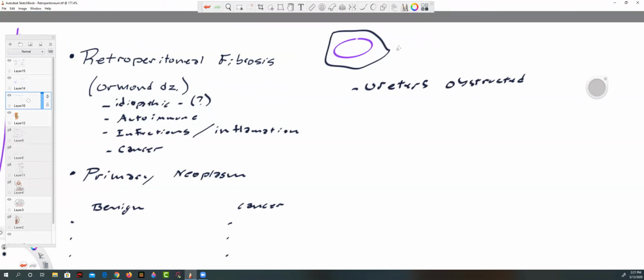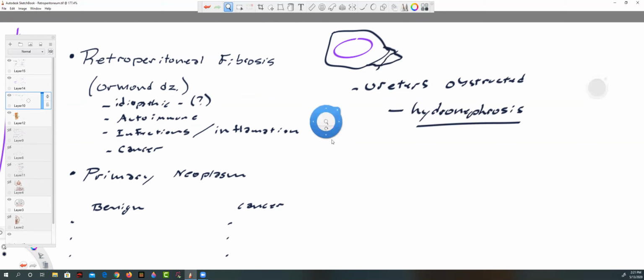So if the ureter is coming down very close in here, and you have this stuff creeping all around it, it's just going to squeeze out the ureters. And of course, from that, you can get hydronephrosis. So, periureteral plaque. Okay, that's about all I got to say.